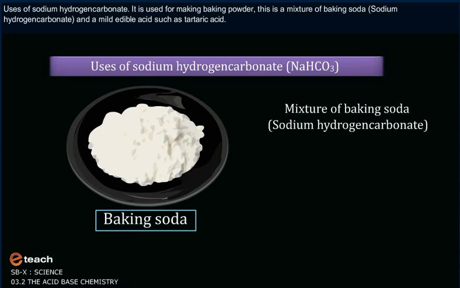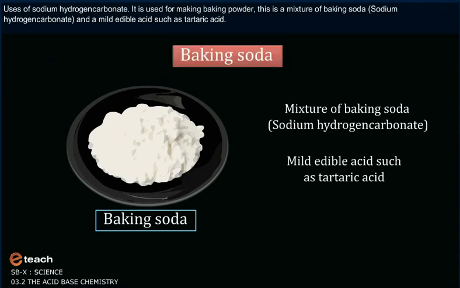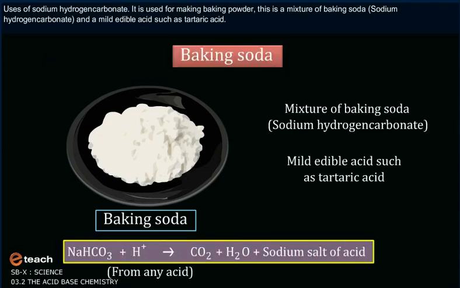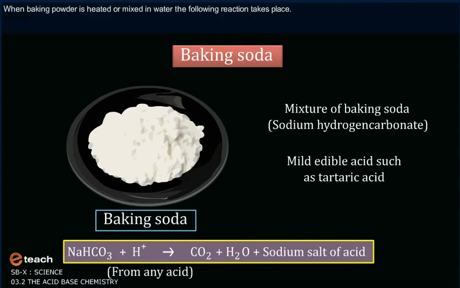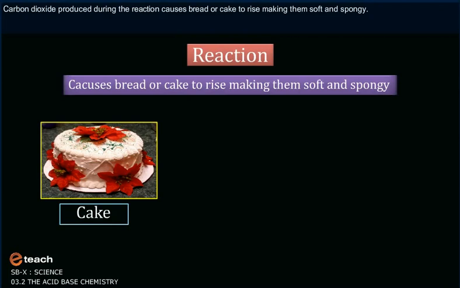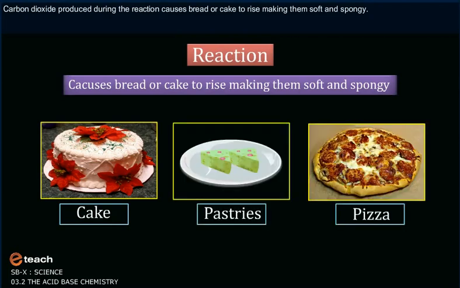This is a mixture of baking soda, that is, sodium hydrogen carbonate, and mild edible acid such as tartaric acid. When baking powder is heated or mixed in water, the following reaction takes place. Carbon dioxide produced during the reaction causes the bread or cake to rise, making them soft and spongy.